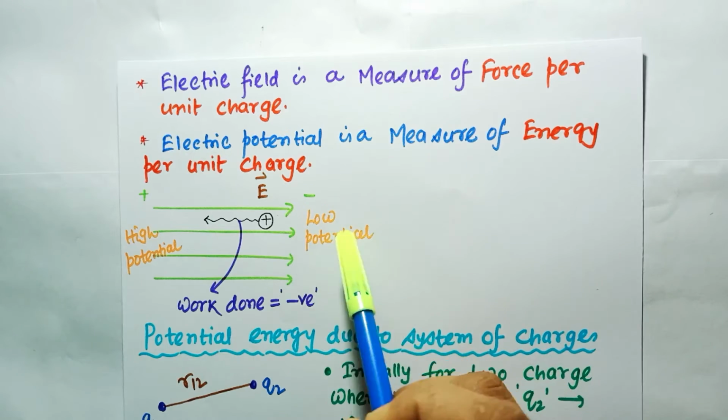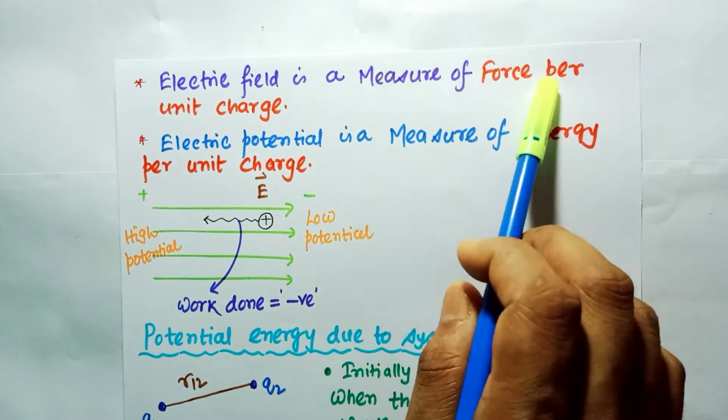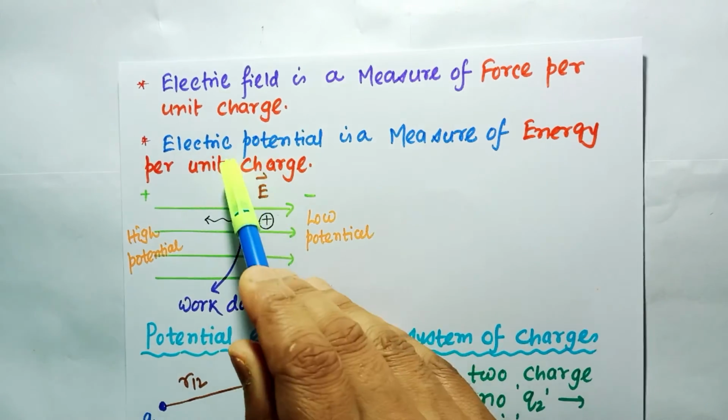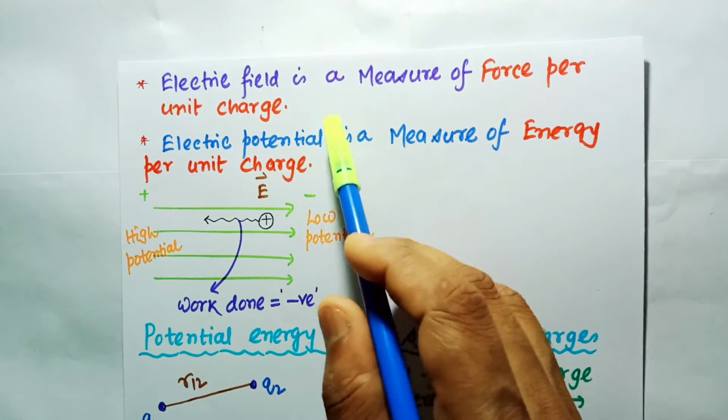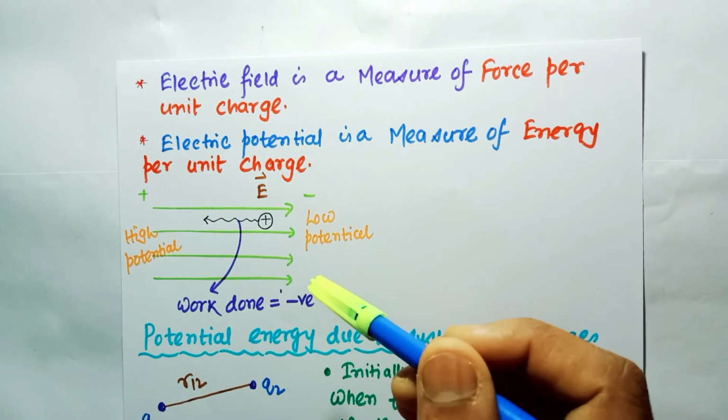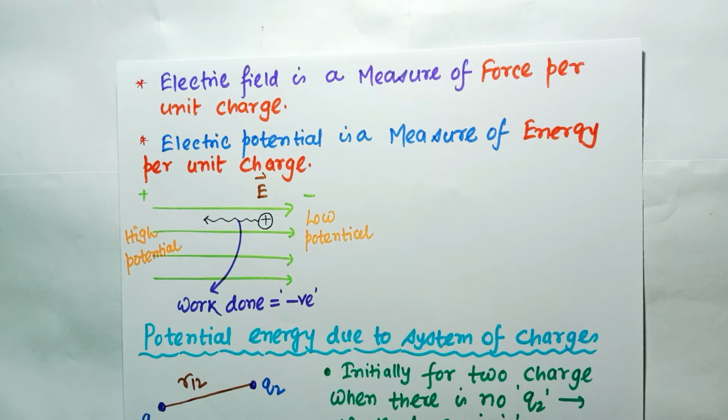So we can write that the electric field is a measure of the force per unit charge, whereas the electric potential is a measure of the energy per unit charge. So this is the difference between the electric field and the electric potential. We can say that to move a positive charge, work needs to be done when we are trying to move it against the electric field, like our previous discussion.